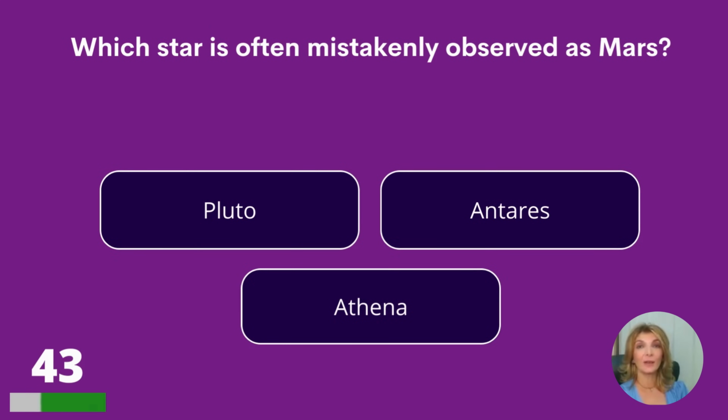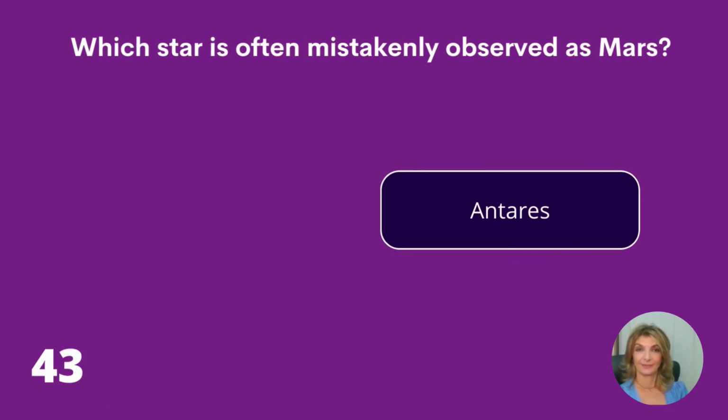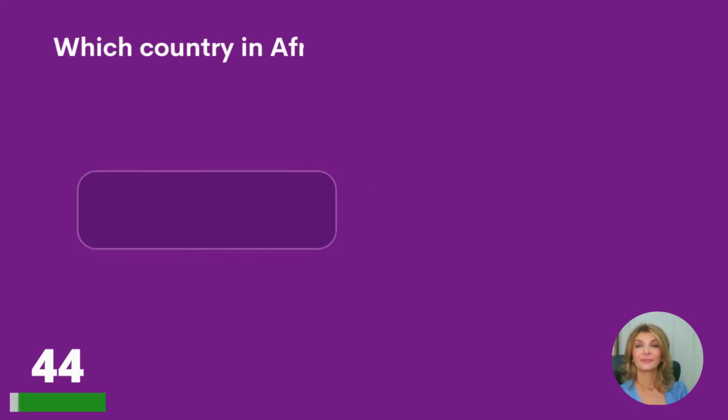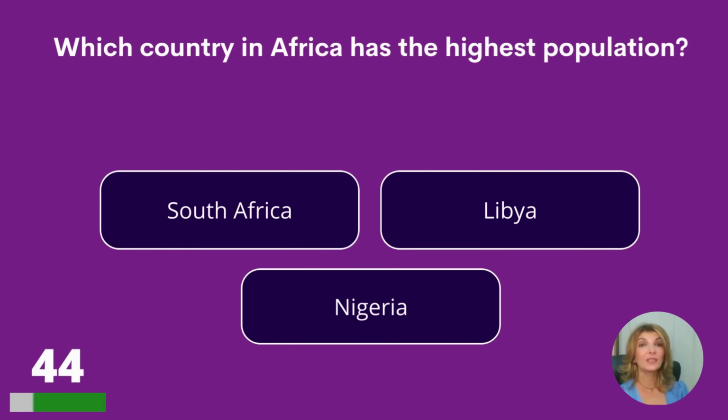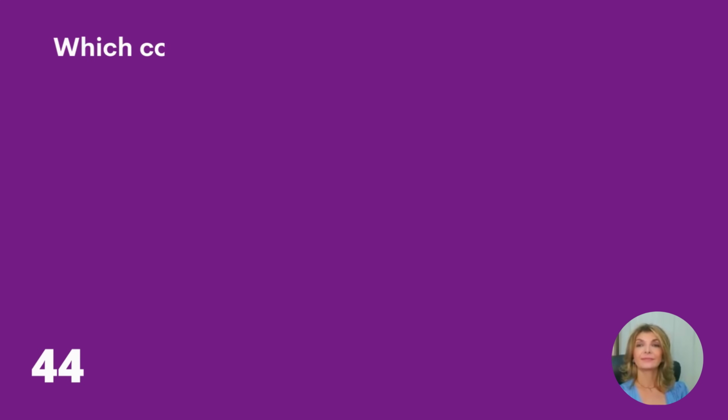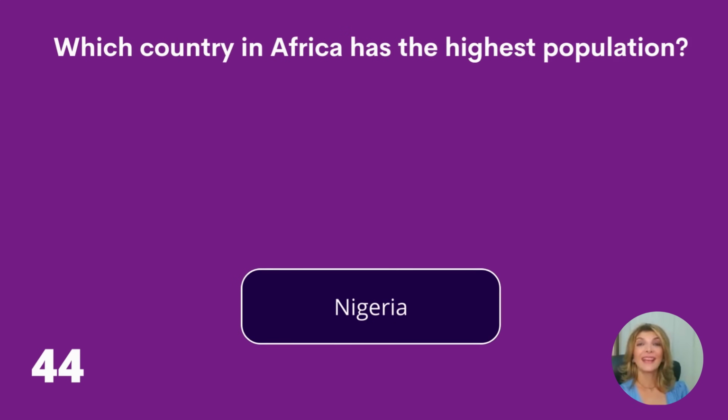Which star is often mistakenly observed as Mars? Pluto, Antares, or Athena? Antares. Which country in Africa has the highest population? South Africa, Libya, or Nigeria? Nigeria.